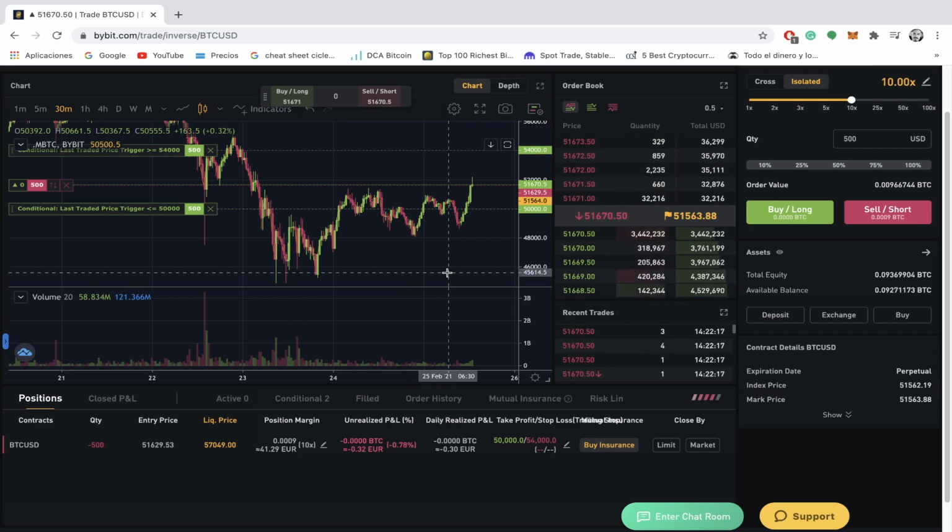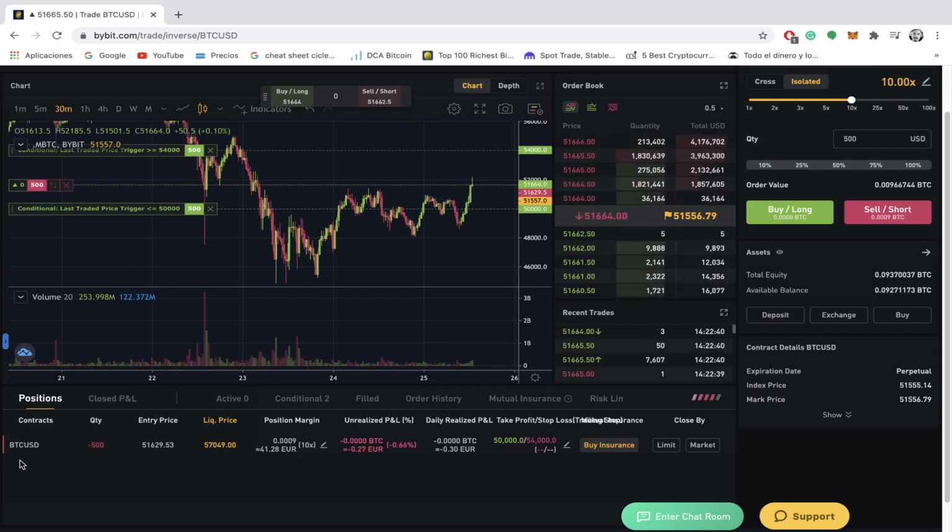Remember what I told you before, from being a market maker or a market taker, now you are a market taker. So you are getting liquidity out of the market. So you're paying a small percentage of fee. We have the position open down here. We see 500 contracts, entry price at 51,629, liquidation price 57,049. Here we have the margin 41 euros 10x.